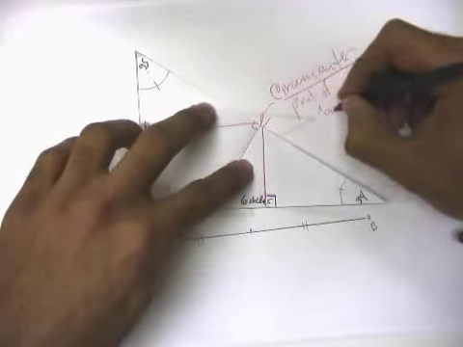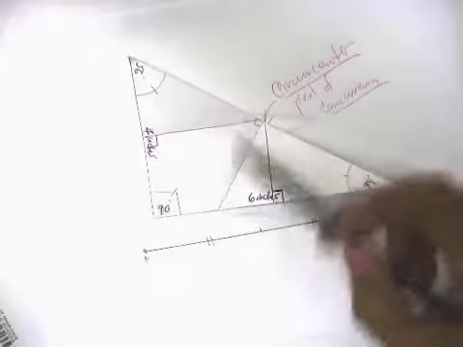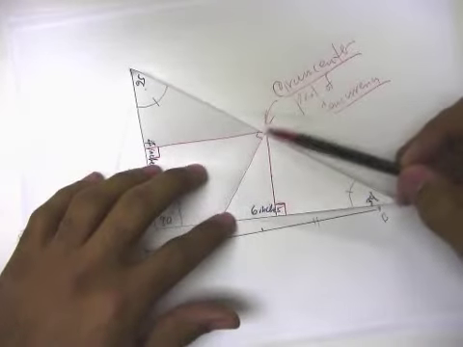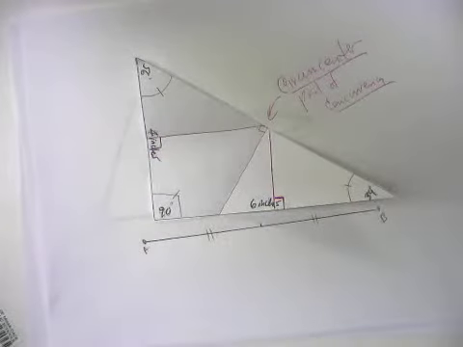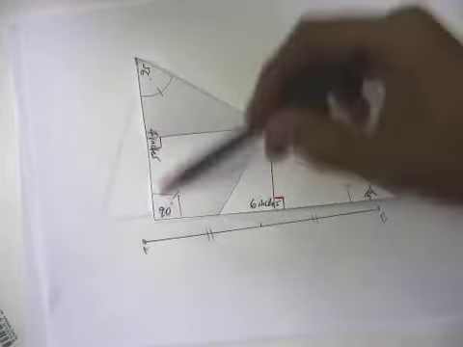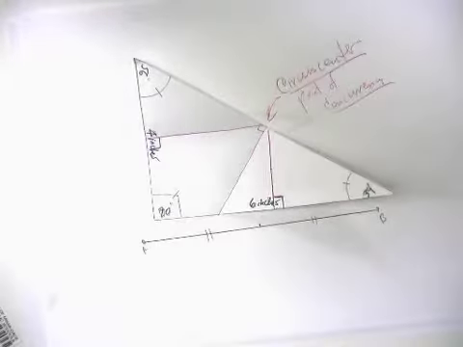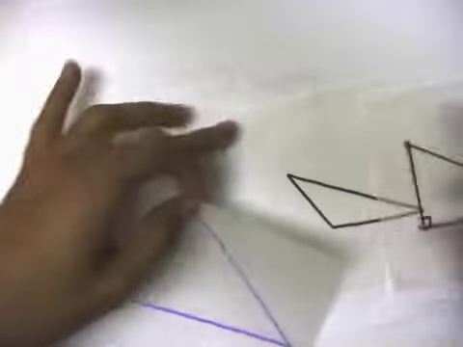That's your circumcenter, or my point of concurrency. Okay, so these are concurrent lines, and this right here is my circumcenter, or my point of concurrency. Well, let's see what happens with other triangles. I want you to notice that in a right triangle, the circumcenter is on the edge of the triangle. Let's see what happens with other kinds of triangles.